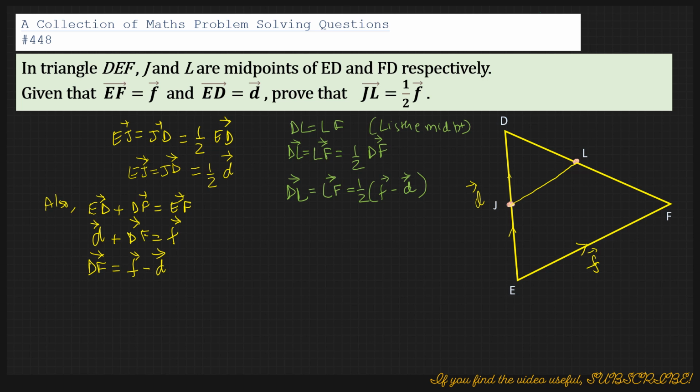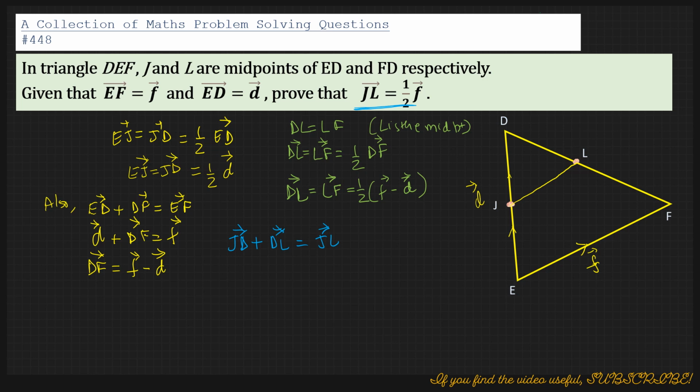So we know what DL is and we know what JD is, so we just have to find what JL is. So now we can write, I'll change the pen color so it looks easier to understand, JD plus DL equals JL, and JL is what we have to prove is half f.